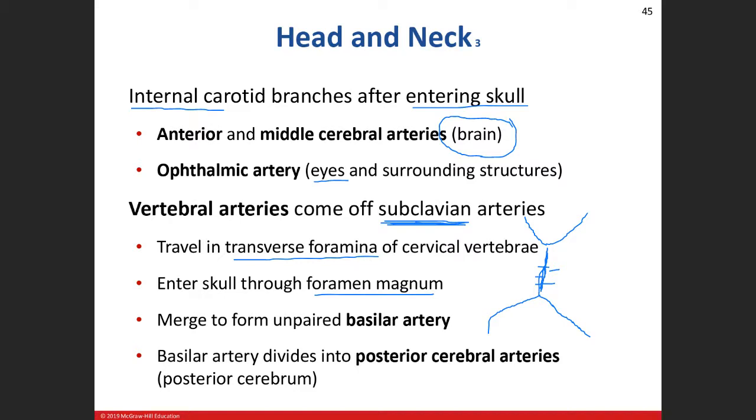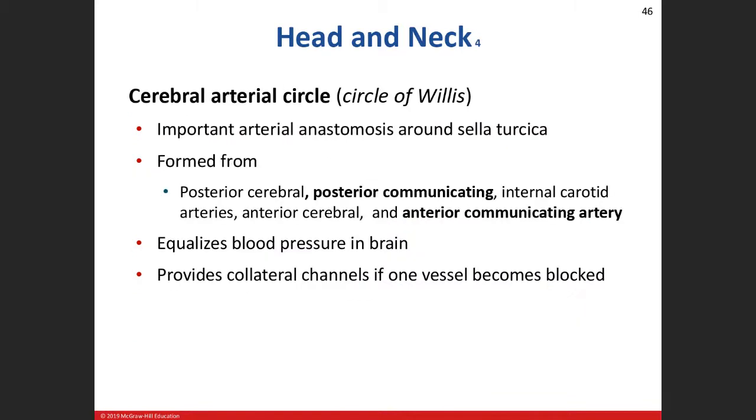This is important because we're going to talk about this arterial structure called the circle of Willis. The circle of Willis is a really cool structure. It's inside, and it helps with blood flow to the brain here. So, internal carotid artery, anterior and middle cerebral arteries, and the ophthalmic artery comes off the internal carotid. This is all inside the skull. And then the other artery that enters into the skull is the vertebral artery. But that's a branch off the subclavian artery.